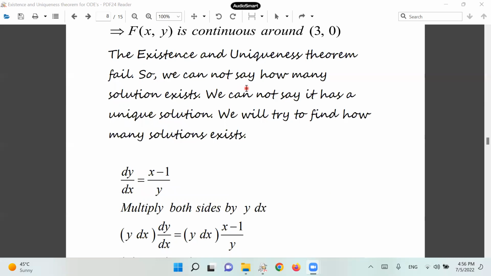So we cannot say how many solutions will exist, because we cannot say it has a unique solution, because the first condition of the existence and uniqueness theorem is not satisfied, that f of x and y is not continuous at the given interval. So we cannot say how many solutions will exist or whether a solution will exist or not also. So we will try to find how many solutions exist.